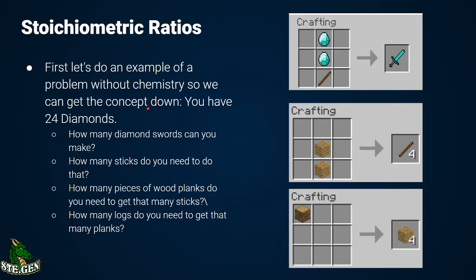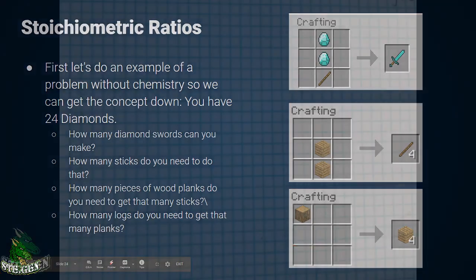This should hopefully help you get the concept a little bit better. So let's say that I have 24 diamonds, and I have the question, how many diamond swords can I make? How many sticks do I need to do that? How many pieces of wood planks do I need to get that many sticks, with this little slash that I forgot to delete? And how many logs do I need to get that many planks? And this is what I was kind of talking about in that Minecraft video.